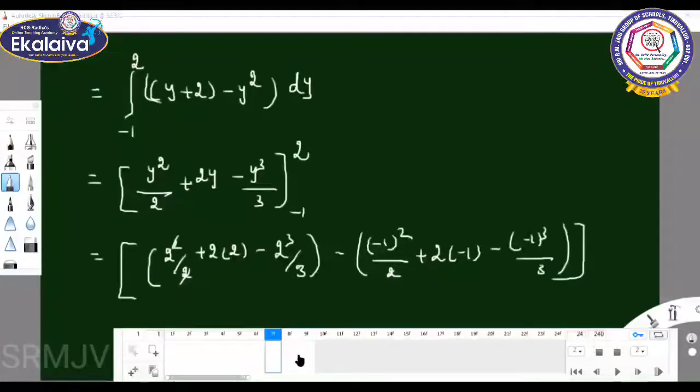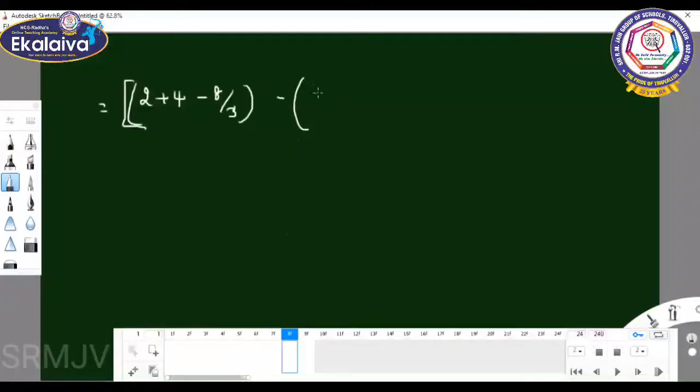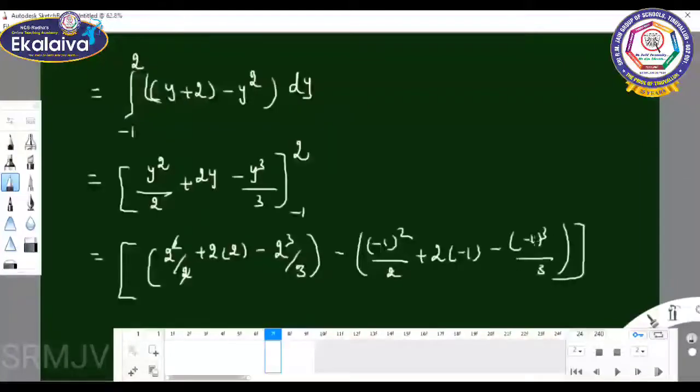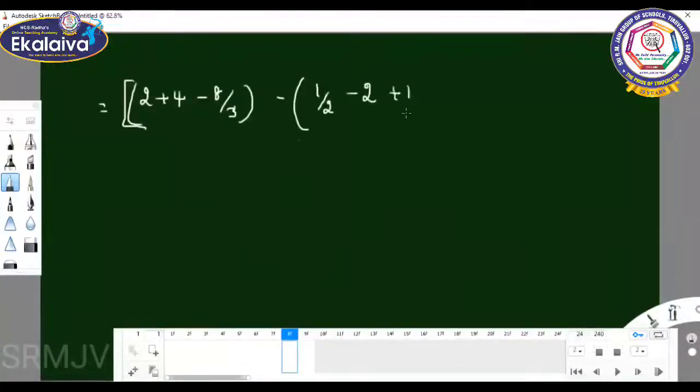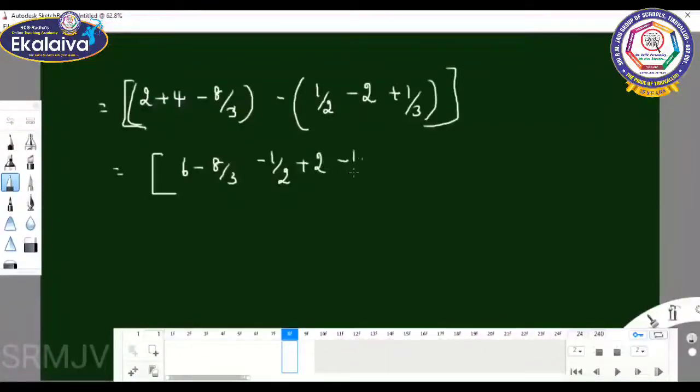What is the lower limit? 1 by 2 minus 2 minus 1 by 2 minus 2 minus 1, the whole cube is minus 1, minus into minus plus 1 by 3. See here, 6 minus 8 by 3 minus 1 by 2 plus 2 minus 1 by 3 minus 1 by 3. See, 6 plus 2 is 8. Minus 8 by 3 minus 1 by 3 is minus 9 by 3, minus 1 by 2.